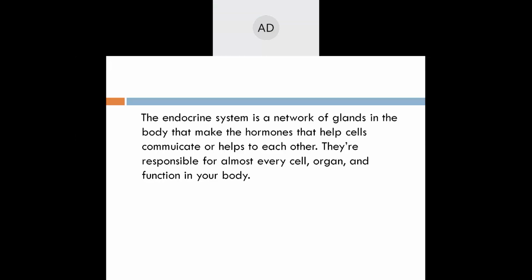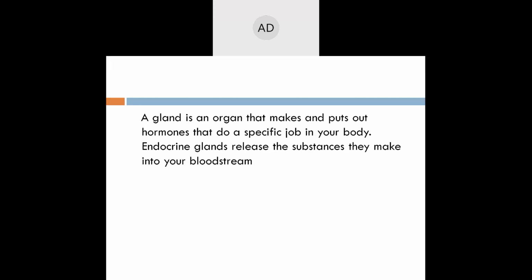They are just a network of glands. They all communicate to help each other to make hormones, and also help the cells, organs, and function of our body. A gland is an organ that makes hormones. I don't know what to say more.